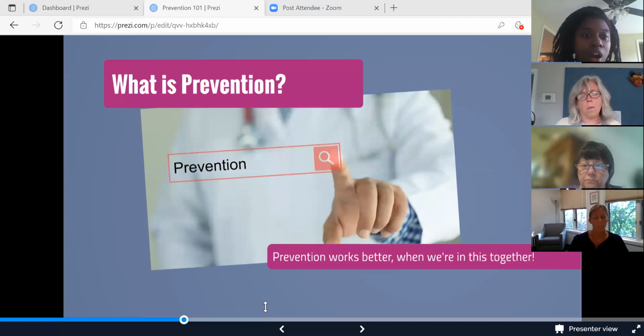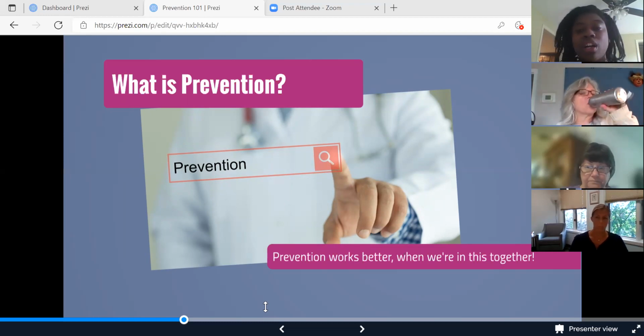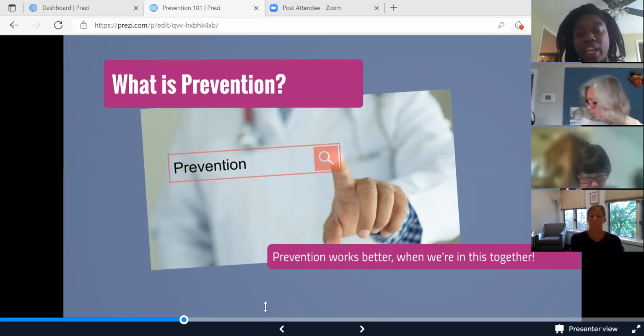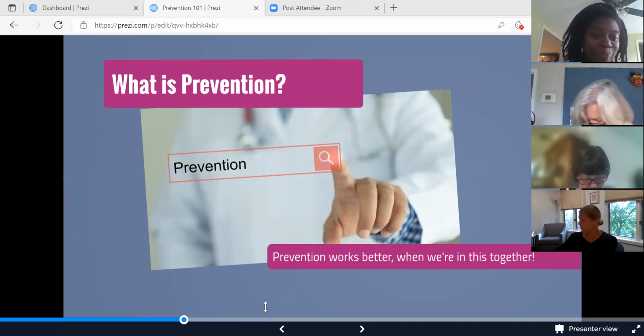So everything, our substance and our prevention work, it works better when we're all in this together. So we need all of our 12 sectors. We need our planning of the strategic prevention framework and understanding of the development of people across the different lifespans and a history of where we came from in our prevention efforts up until where we are now.